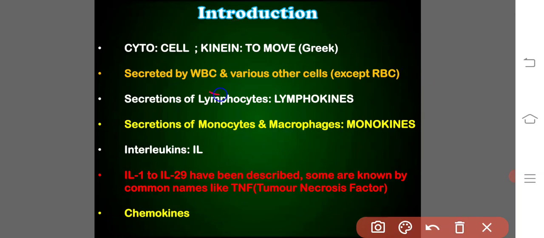Usually, the secretions of lymphocytes are called lymphokines, and the secretions of monocytes and macrophages are usually known as monokines. Whereas the interleukins are the cytokines that are secreted by some leukocytes and act on other leukocytes. These interleukins are designated as IL. Till now, many interleukins from IL-1 to IL-29 and more have been described. Some of them are known by their common names, like TNF, tumor necrosis factor.